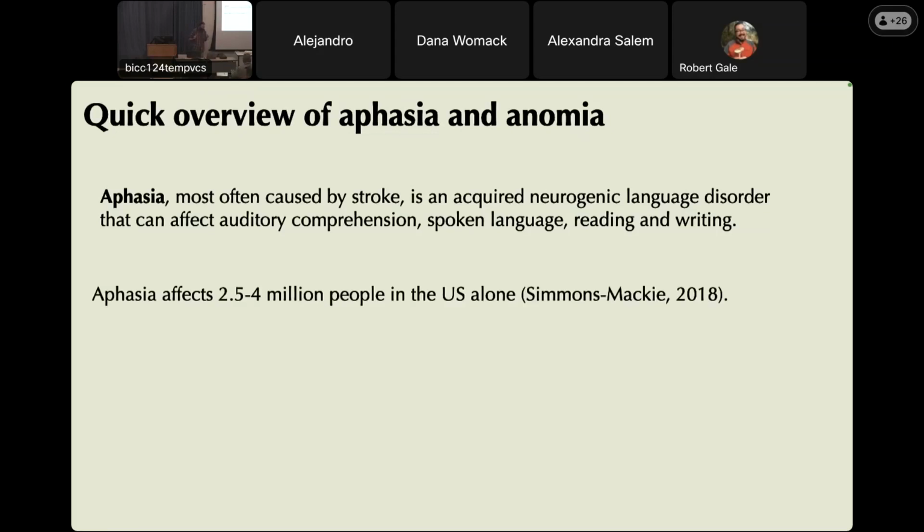Aphasia, at any given time, affects somewhere between 2.5 and 4 million people. So it's pretty common. That's including strokes, but also other kinds of aphasia. And then a really common deficit in aphasia is what's called anomia. That's difficulty retrieving or producing words. It is a really big deal to have. If anyone's ever met anyone with anomia, it's extremely challenging to get by and communicate with them.